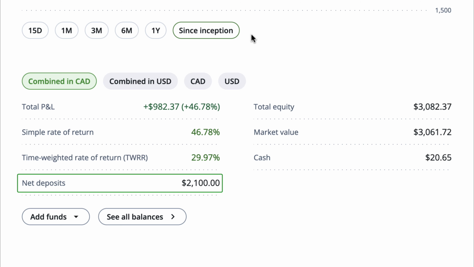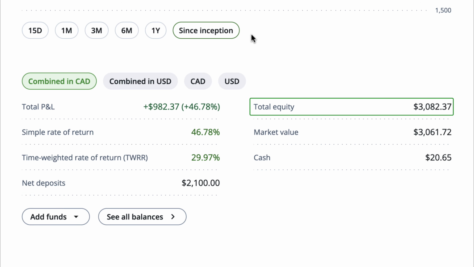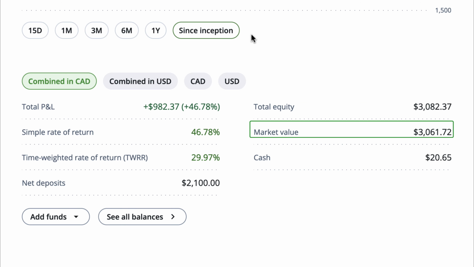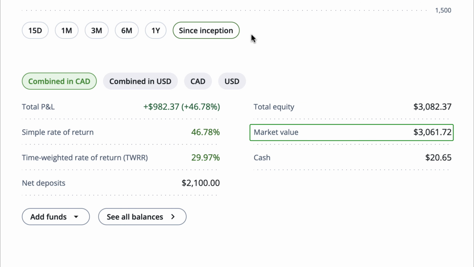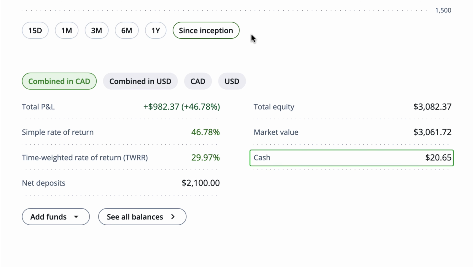Then, you'll see net deposits, showing the total value of all the money you have deposited since the account was opened. To the right, you have total equity, which is your total value after subtracting liabilities. Next, your market value, which is the amount your portfolio would be worth on the marketplace. Simply put, it's the amount you'd receive if you chose to cash out today, minus any trading commissions. Lastly, there's cash, which is the sum total amount of money you currently have in your account.